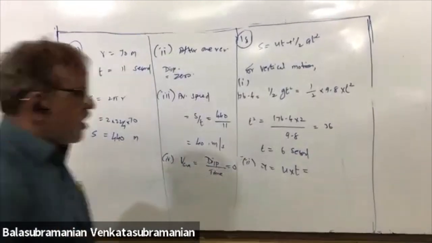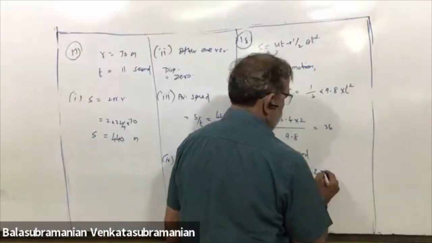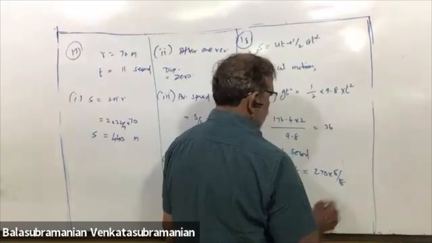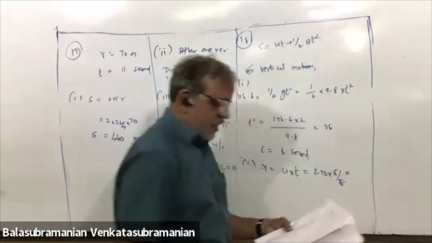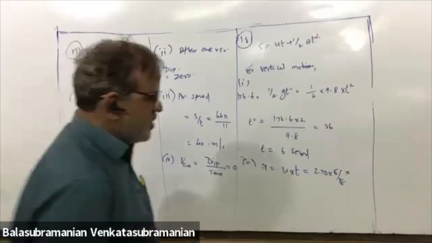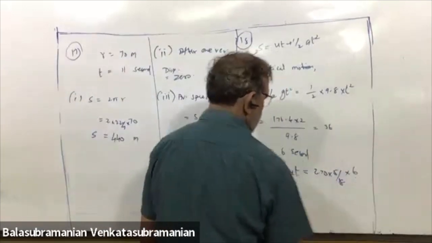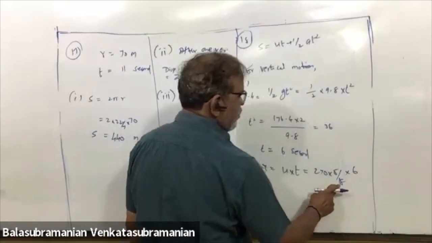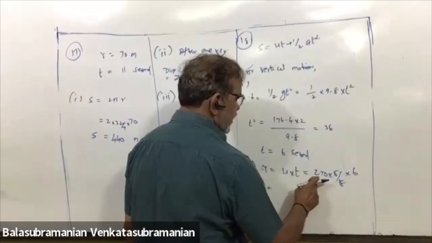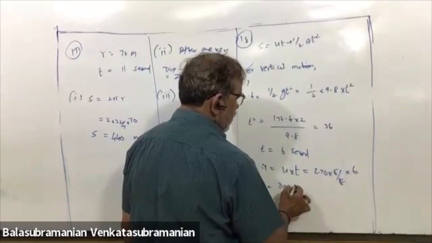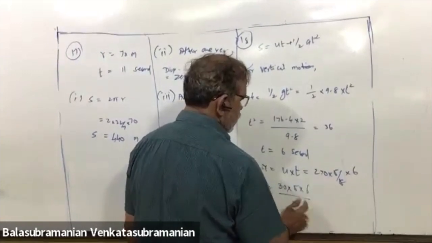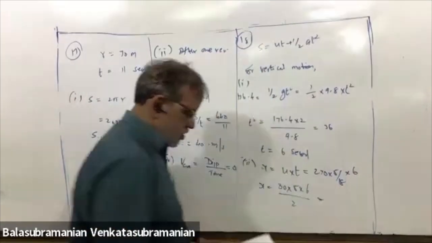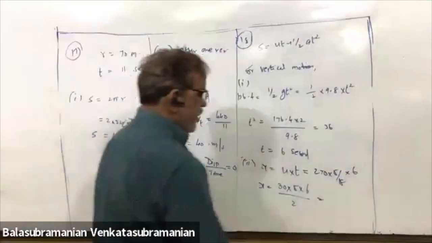270 kilometer per hour, that is 270 into 5 by 18 meter per second, into the time taken, which should be 6 seconds. So x is equal to 30 into 5 into 6 by 2, that is 75 into 6, 450 meters.